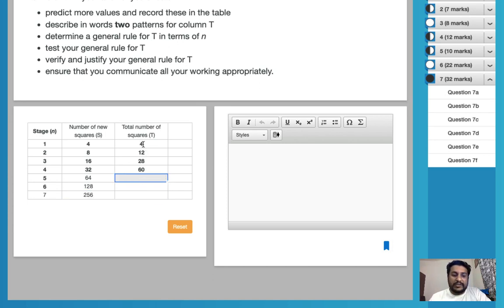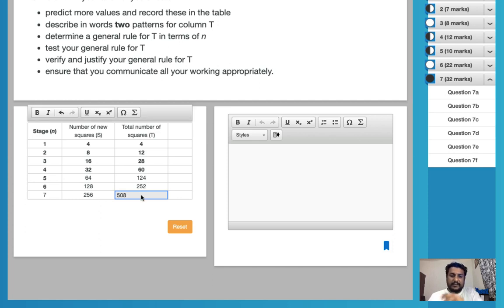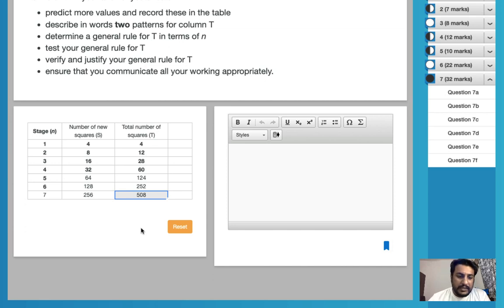This is 4. Now this column represents the total number of squares, that is T. What is the total number of squares over here? This is 4, this is 8, 4 plus 8 is 12. Then 12 plus 16 is 28, 28 plus 32 is 60, 60 plus 64 would be 124, 124 plus 128, so 120 plus 120 is 240, 240 plus 12 is 252. Now 250 plus 250 is 500, and this would be 508. Clear? So till stage 7, this is what you are getting. So we have done predict more values and record this in the table.